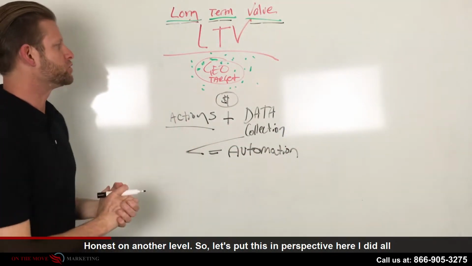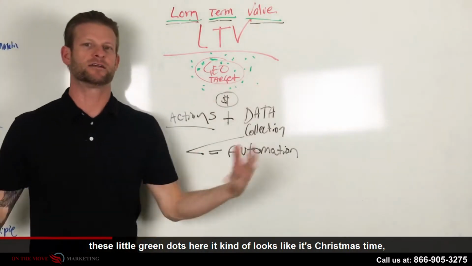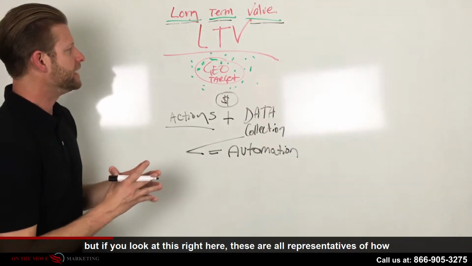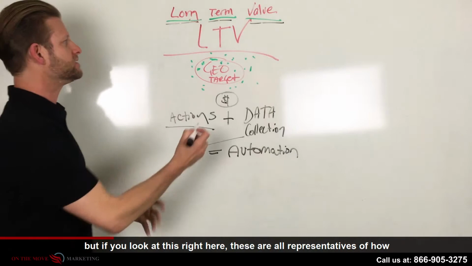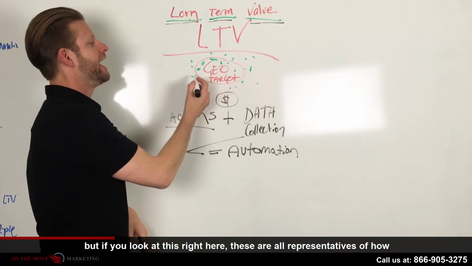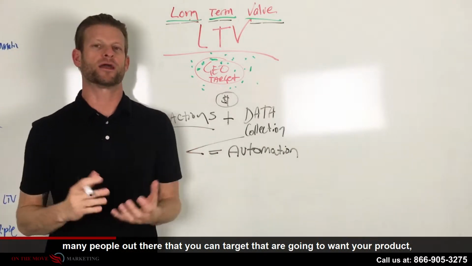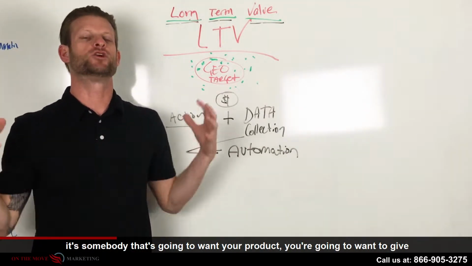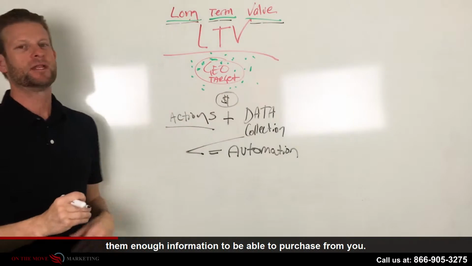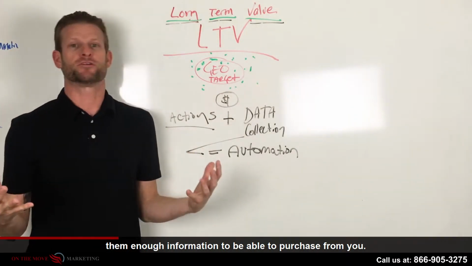So let's put this in perspective here. I did all these little green dots here. It kind of looks like it's Christmas time. But if you look at this right here, these are all representatives of how many people out there that you can target that are going to want your product. If somebody is going to want your product, you're going to want to give them enough information to be able to purchase from you, okay?